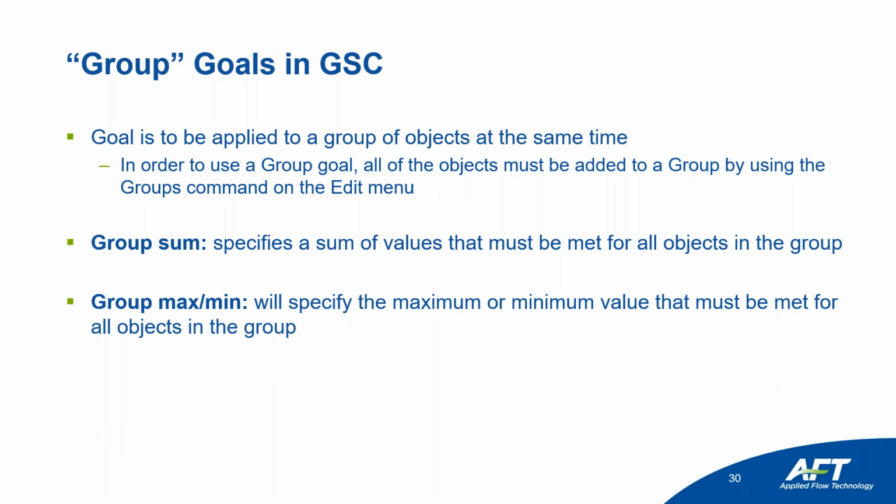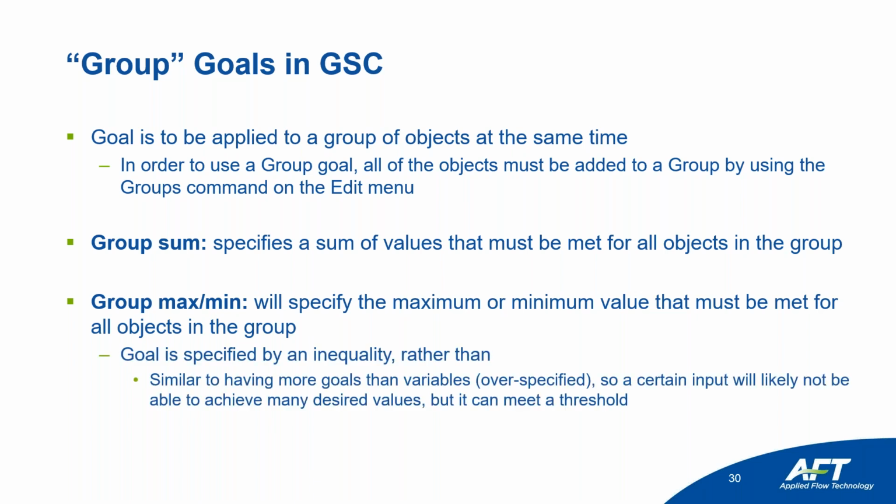There's not a single value goal because that would be an overspecified system. So rather, with group goals, you can only specify a maximum or a minimum to allow a little bit of difference between each of the goals, but still above some value that you set, right? So it's specified by an inequality rather than an actual answer, similar to having more goals than variables, but will likely not be able to achieve that many desired values. So it's a threshold instead.